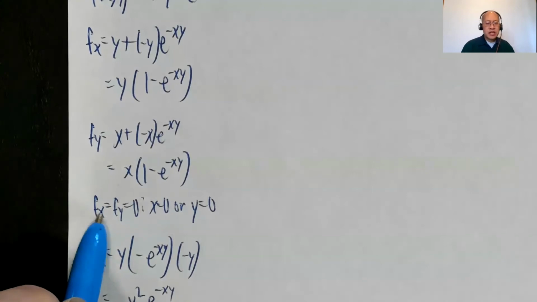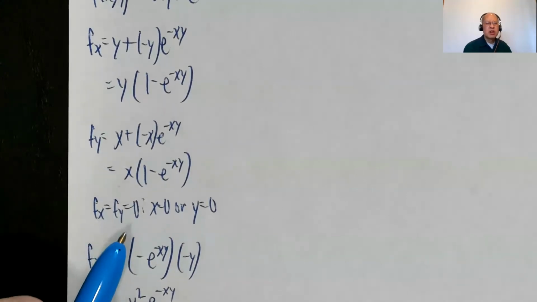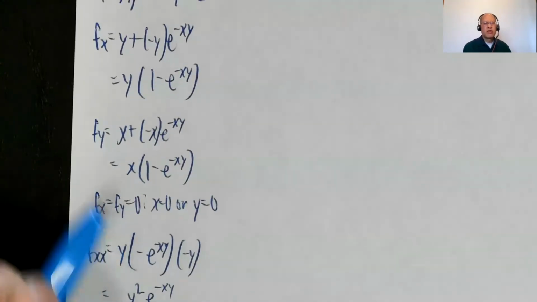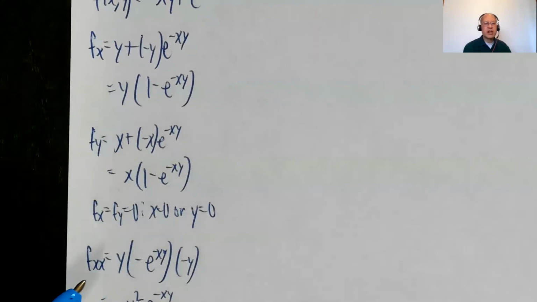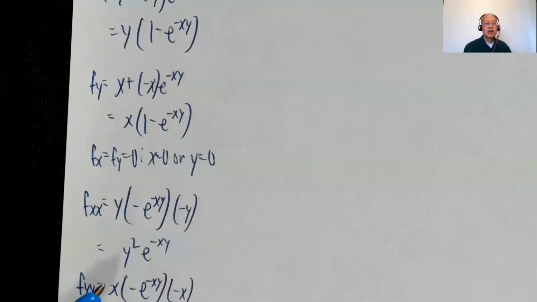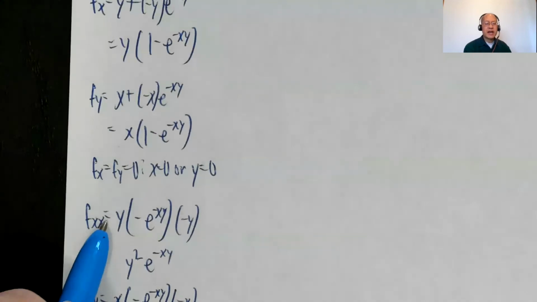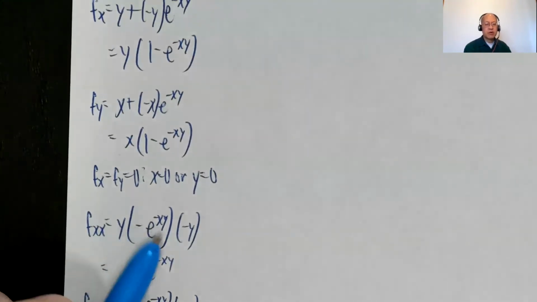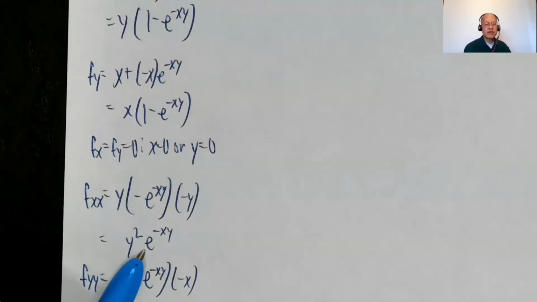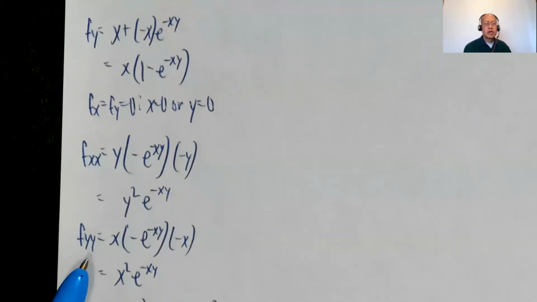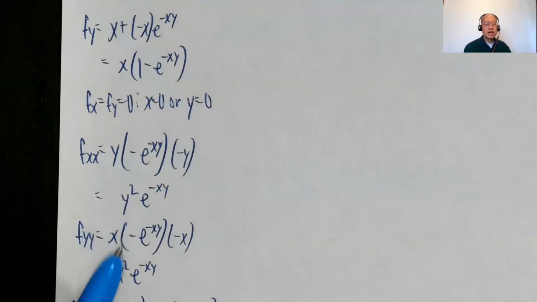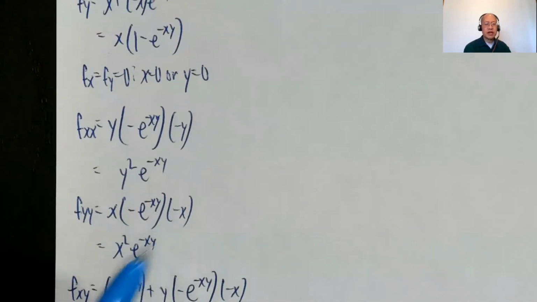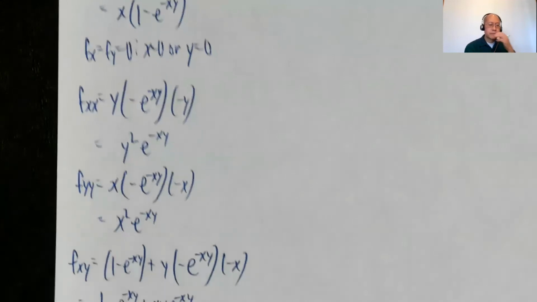Okay, set fx equal to fy equal to 0. One way is that either x is 0 or y is 0. Okay. And I figured out fxx is y times negative e to the negative xy times negative y, or y squared e to the negative xy. Similarly, fyy is x times negative e to the negative xy times negative x, or x squared e to the negative xy.